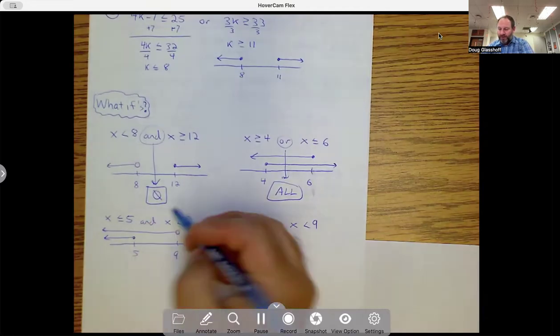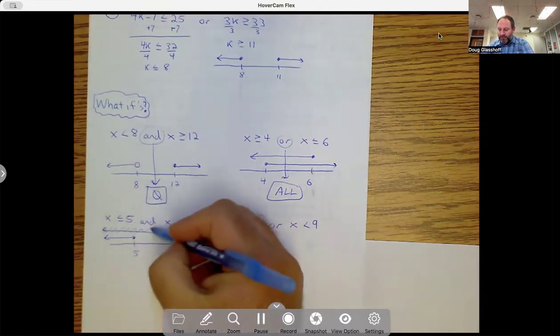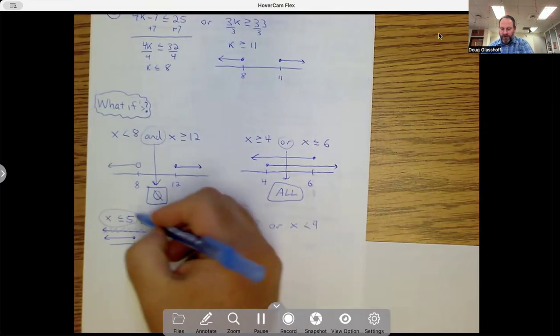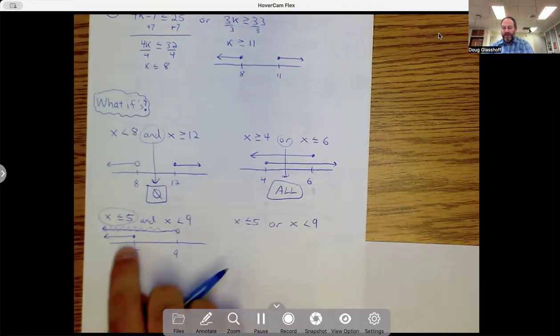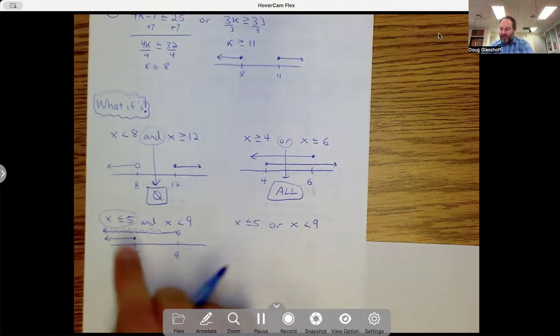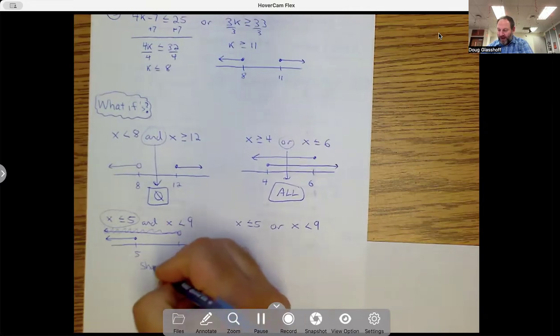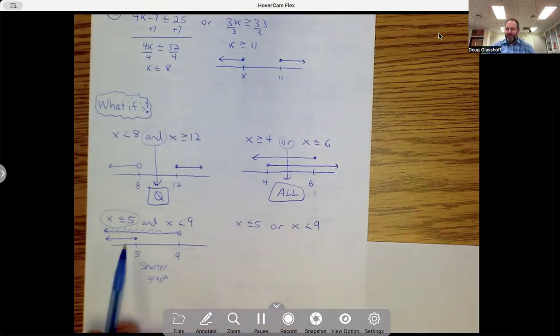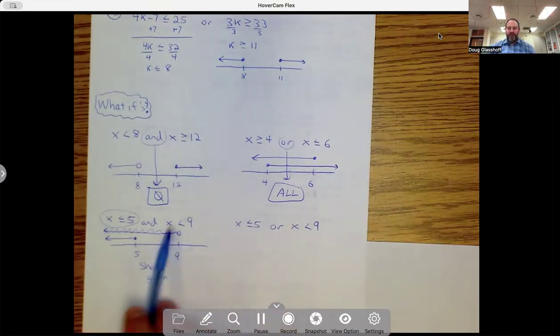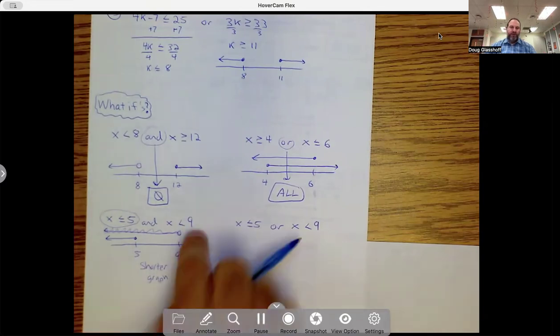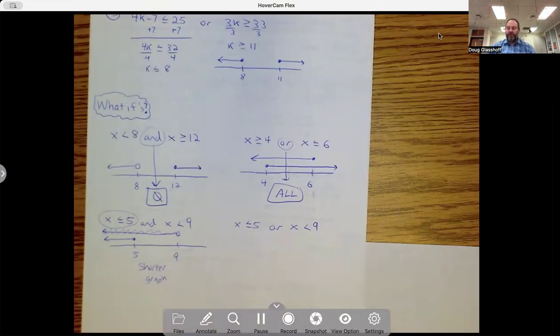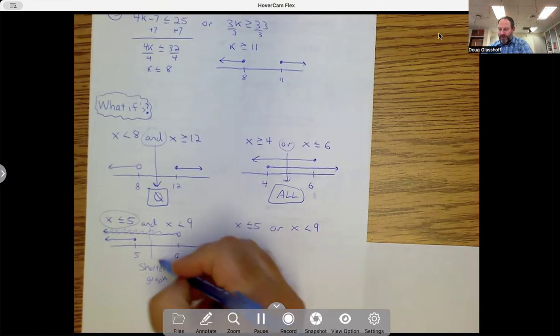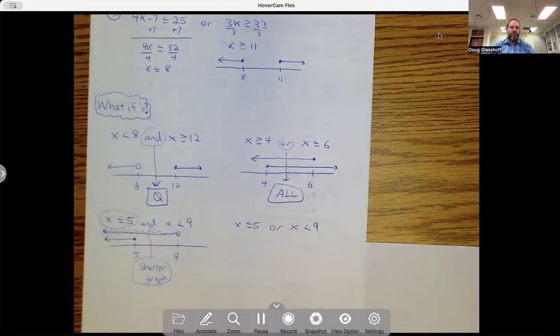So this one, this doesn't even matter. It's this one that makes the difference. So if it's an and, it's where they're overlapping, which is actually the shorter of the two graphs. That's the one that matters. The other one doesn't count. As long as it's less than or equal to 5, then this one's already going to be met. So the shorter graph, if it's an and and they're going the same direction.